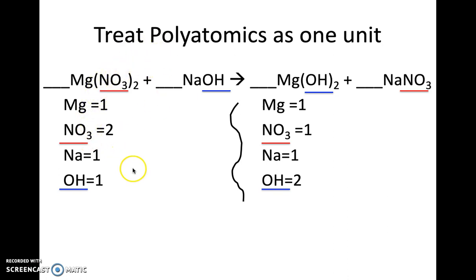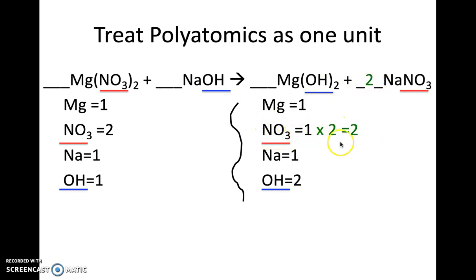So I counted my atoms. Now where do I start? Start at the top. Magnesium, 1 and 1. We're good. NO3, 2 over here, 1 over here. So I find magnesium up here. I think, okay, what do I multiply that 1 by to get it up to 2? Answer is 2. So I put the 2 here. Okay, 1 times 2 is 2. Make sure that 2 coefficient gets up there.